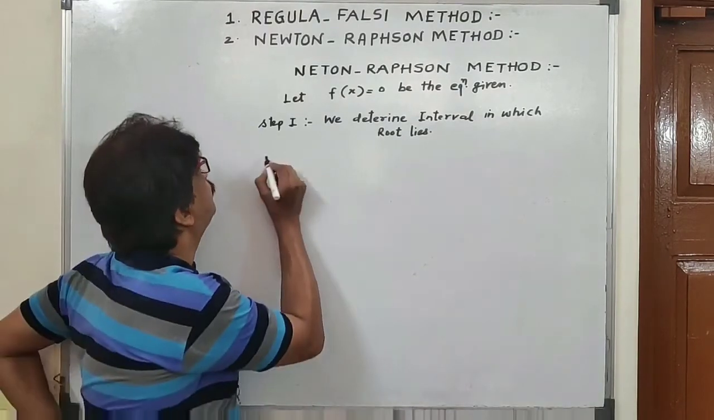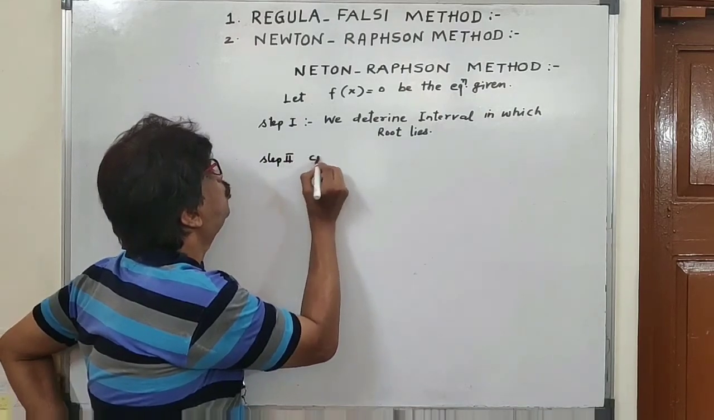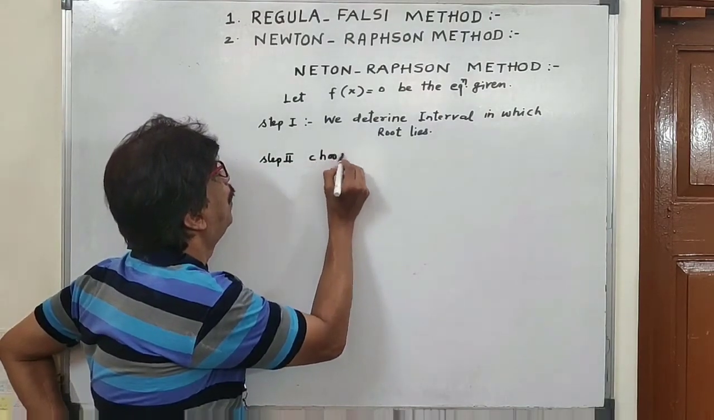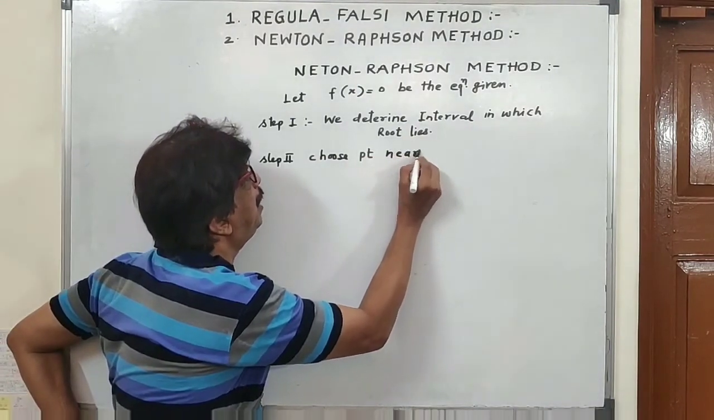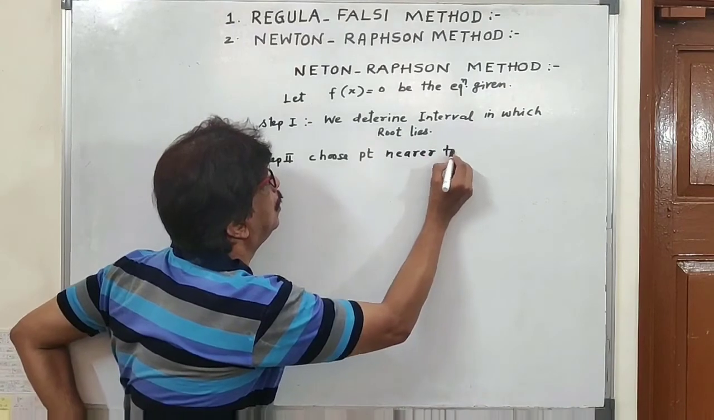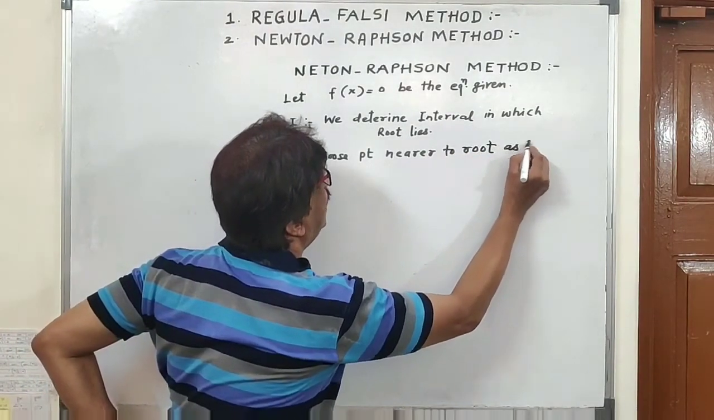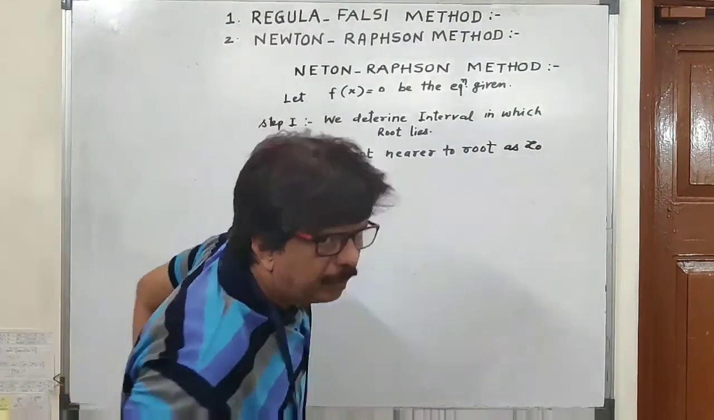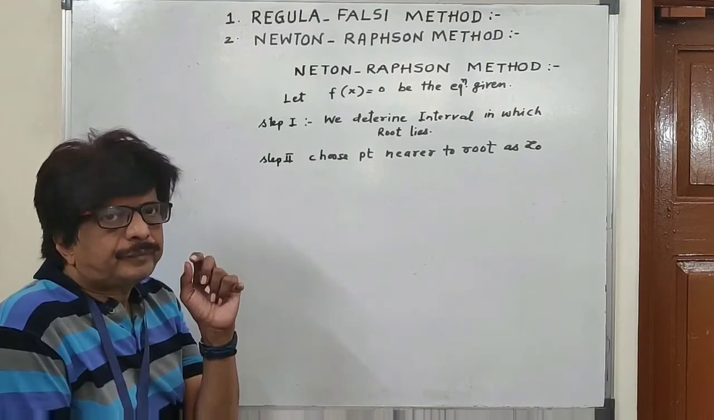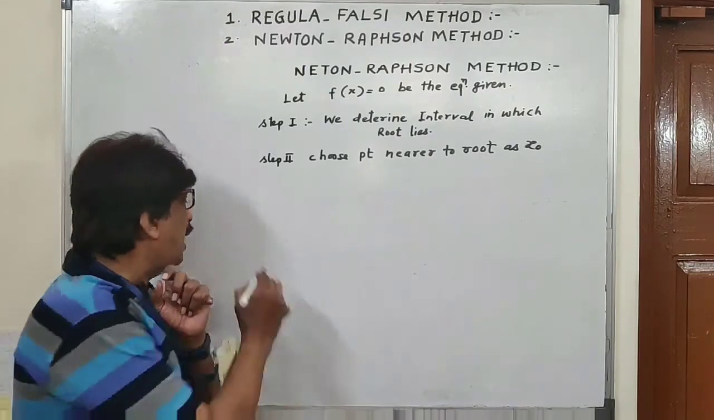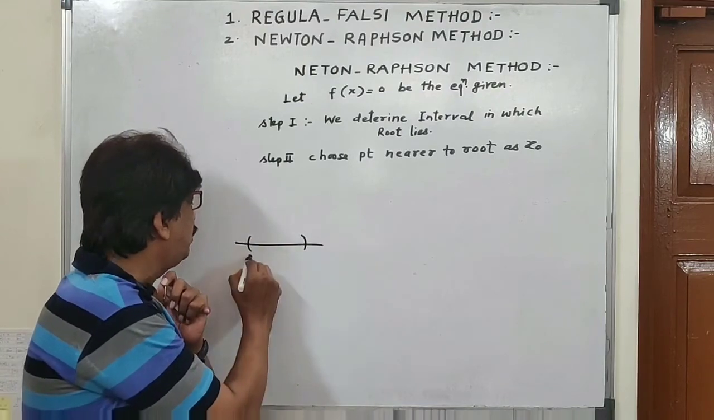Step 2. We choose the point nearer to the root as x0, if the root lies between this interval A and B.